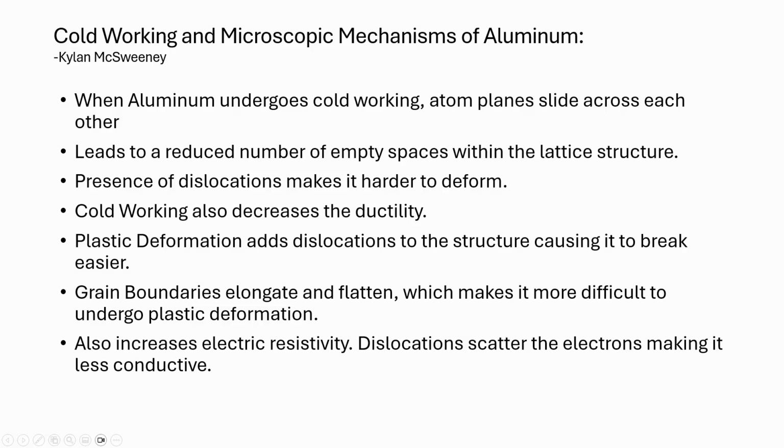Cold working on aluminum also decreases ductility. It does so when plastic deformation adds dislocations to the structure of the material. It causes the material to break easier because the dislocations are entangled. It also causes grain boundaries to elongate and flatten, which makes it more difficult for the material to undergo any more plastic deformation. This means when you stretch the material, the dislocations cannot move anymore, meaning the material will break much easier.